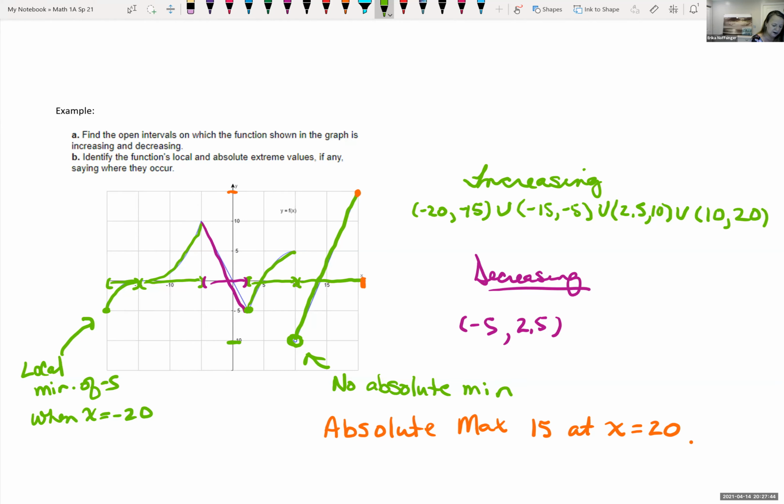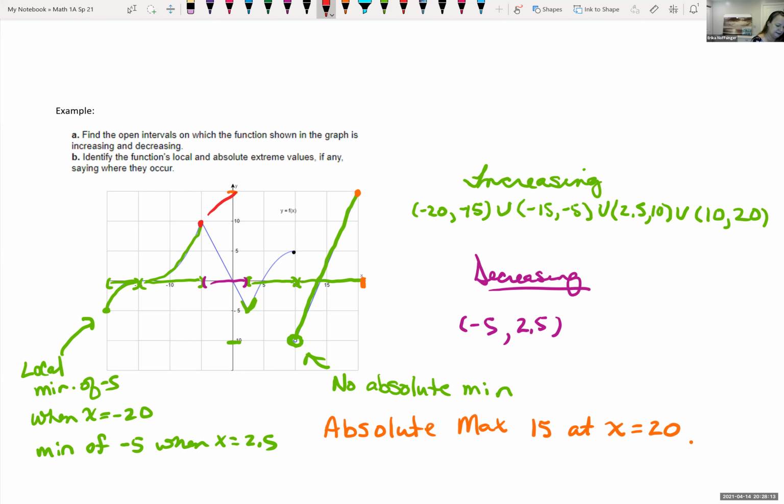And so right here, this is where the derivative doesn't exist. It's a sharp corner, but it's defined there. We have a local min of -5 when x is 2.5. That looks like that's the only other local min.